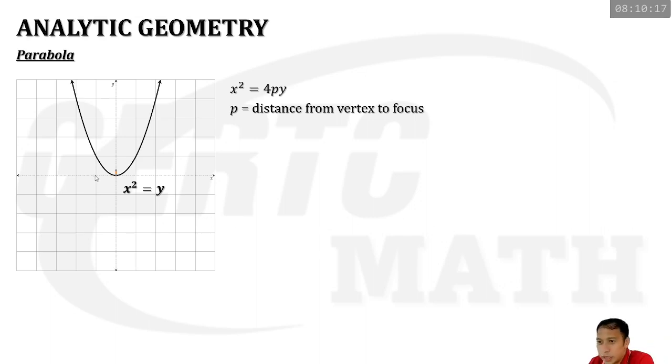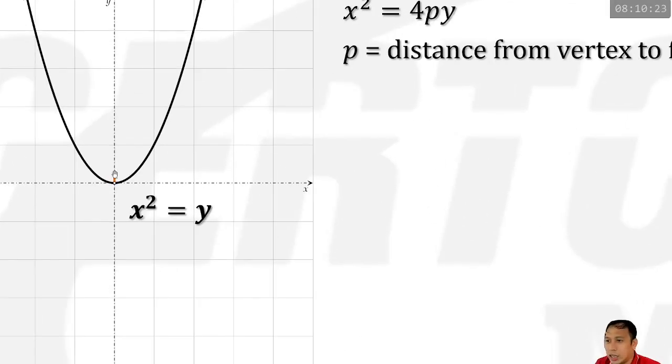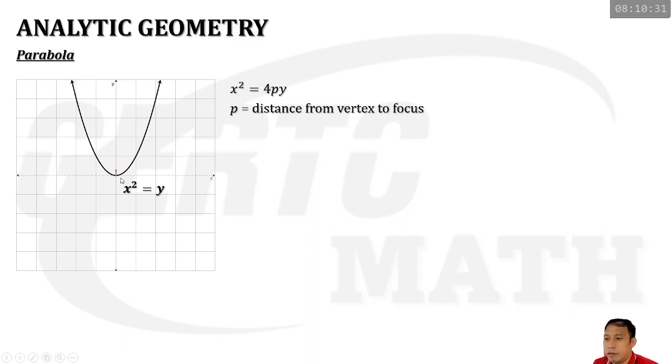Okay. So as you can see here, the focus is located at a distance of 0.25, like a quarter distance from the origin. So the equation of that is x squared is equal to y. Ayun yung equation niya.